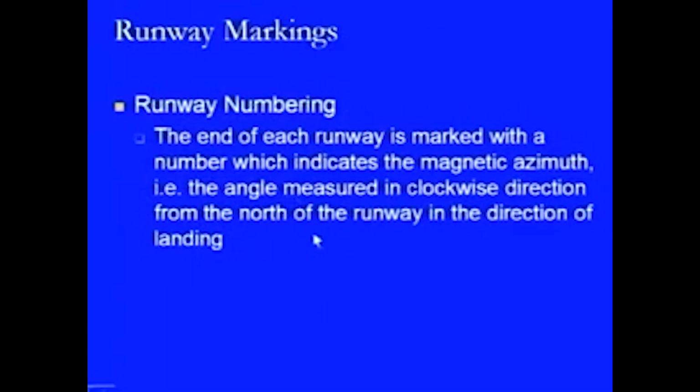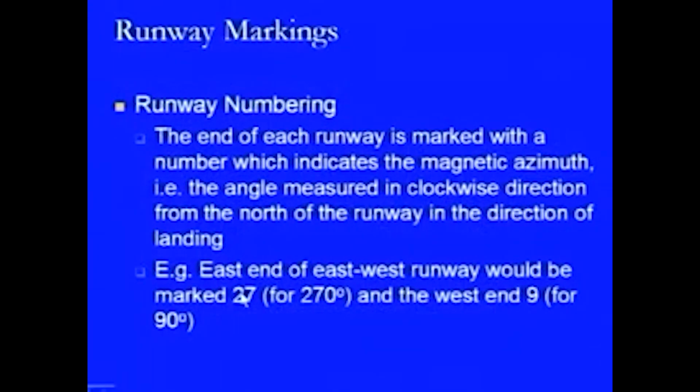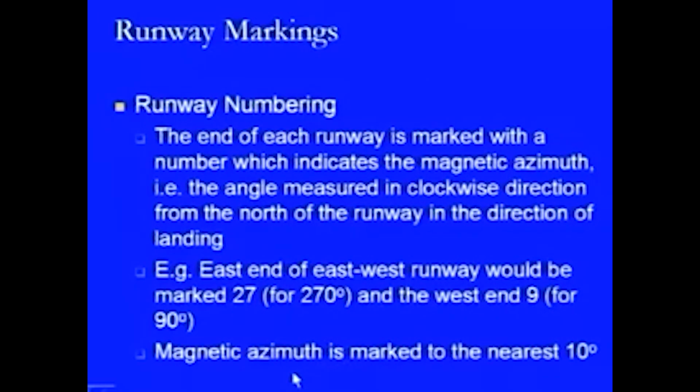So, if we move with respect to the north direction in a clockwise direction, then at an angle of 200 degrees we show this runway strip, and for that it will be written as 20 L. For example, the east end of an east-west runway would be marked as 27 for 270 degrees, and the west end will be marked as 9 for 90 degrees. The magnetic azimuth is marked to the nearest 10 degrees value.